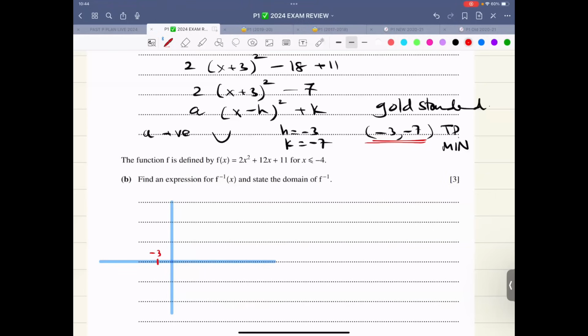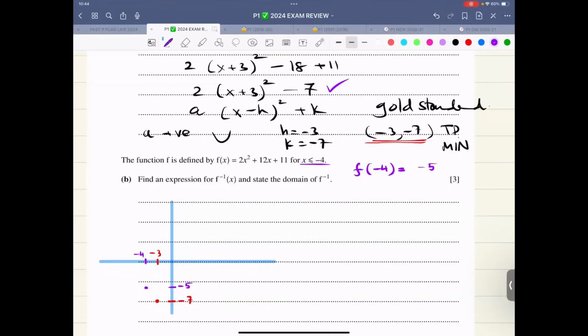This is -3. And let's say this is -7. That is the turning point. But the domain over here starts from x less than or equal to -4. So let me plug in -4 in this equation and evaluate. f of -4 comes out to be -5. So therefore, -3 is here. This is -4, and somewhere over here is -5.